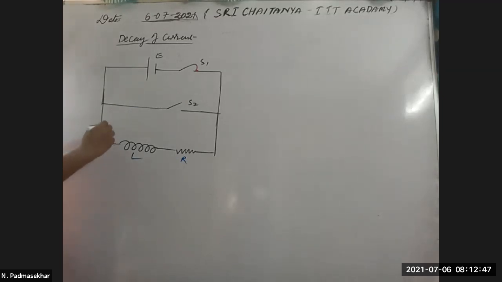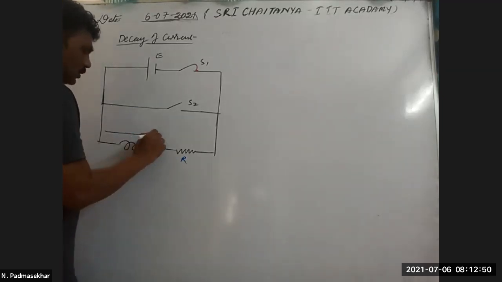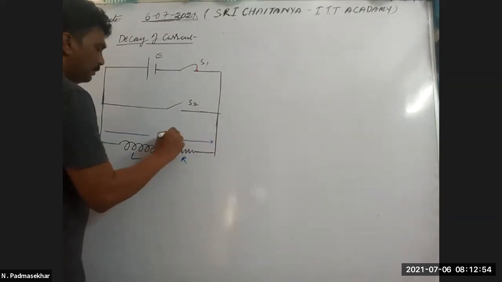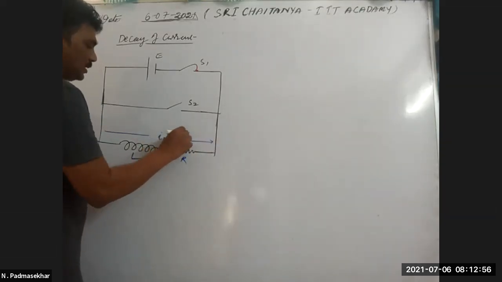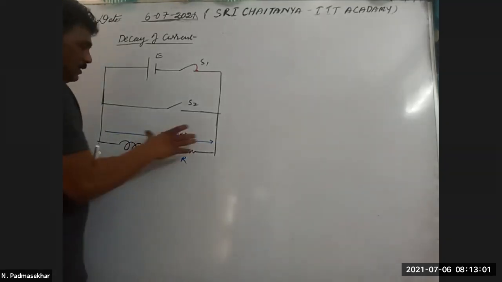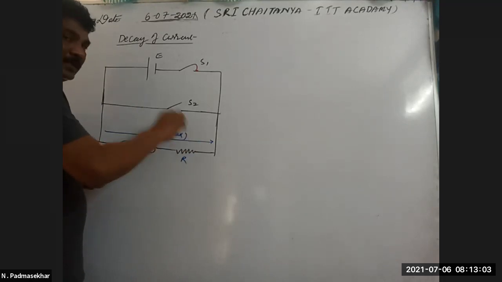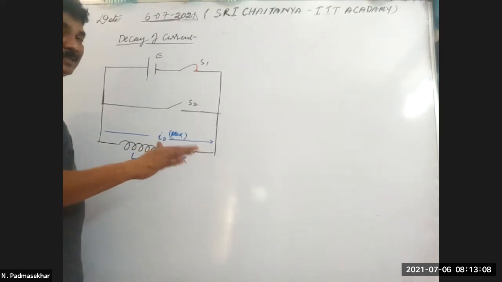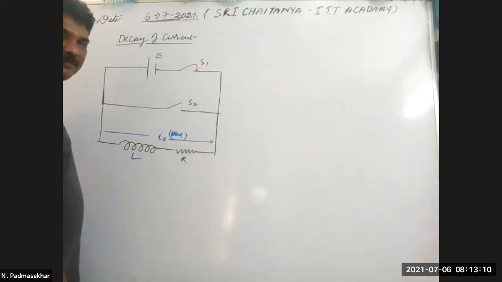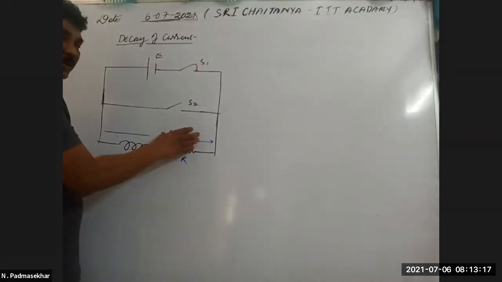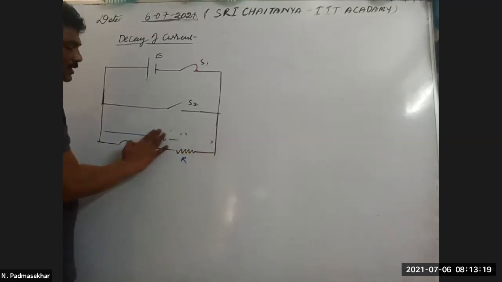So already the maximum current has come in here. That is, I0 reaches the maximum current. Whenever the maximum current is reached here, that state is called the initial state. For decay, that state is called the initial state. So the maximum current has been reached.